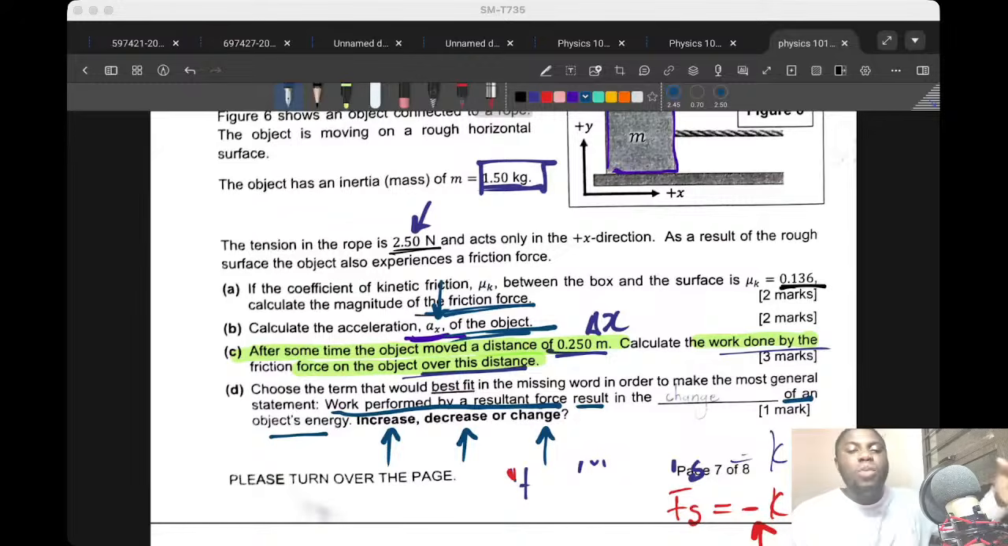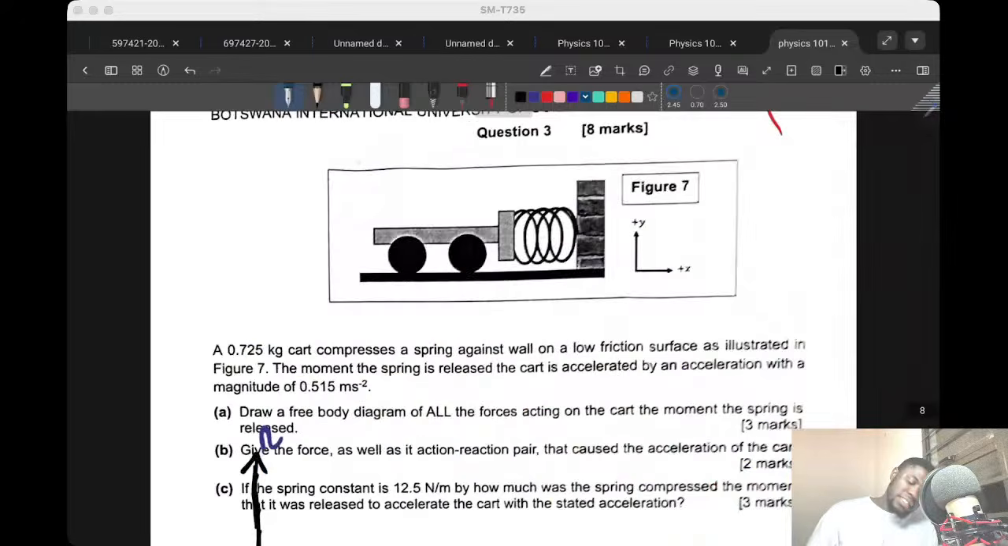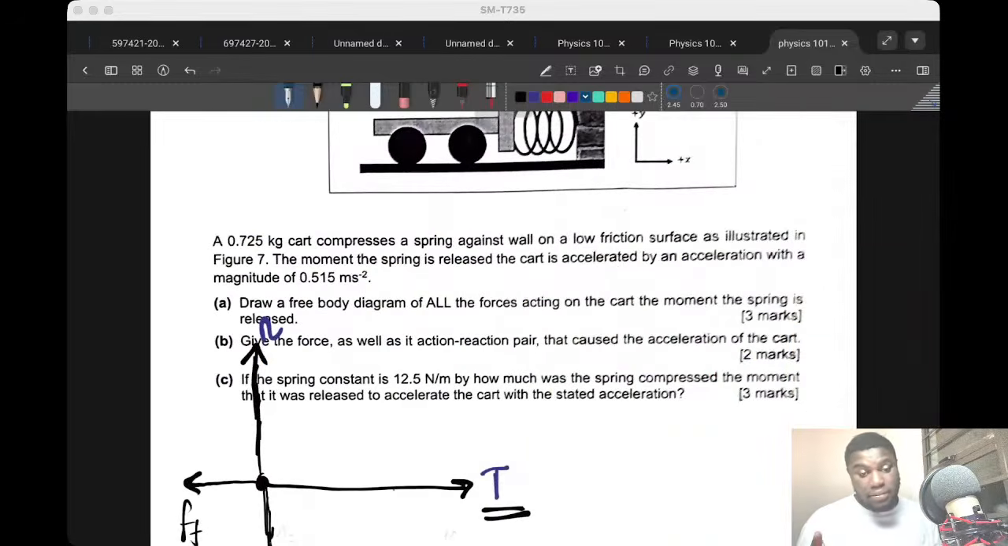Work is the way of transferring energy from one object to another. So, resultant force does what? Work. That's what matters. It does work. And what does it cause? Increase in energy, because we are giving it energy by working on it. So that guy who said change, ridiculous. It can never be decreased. It is always increased.